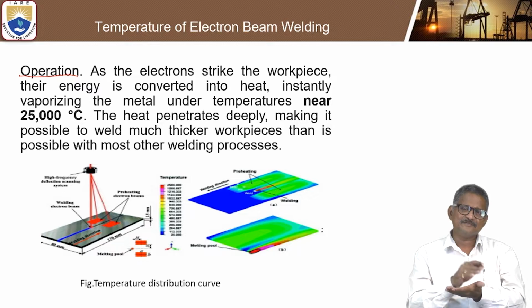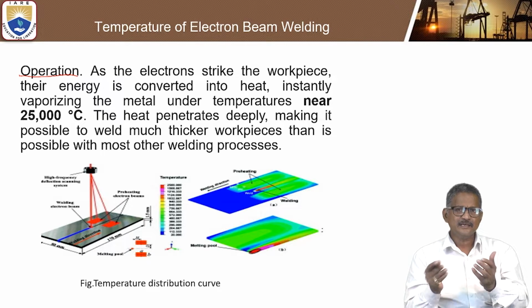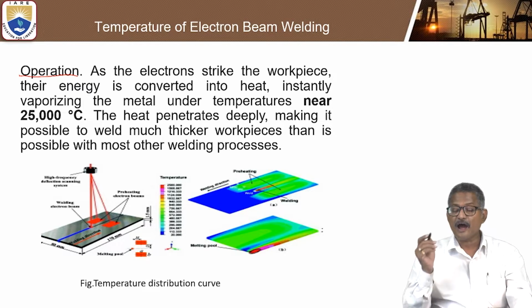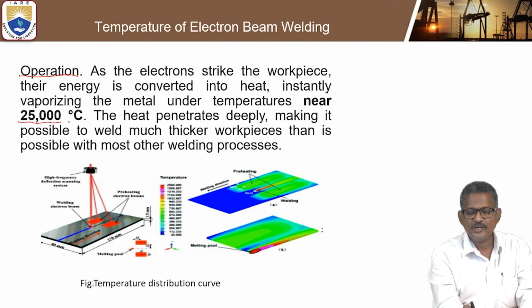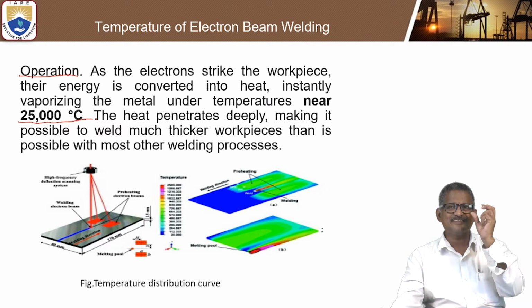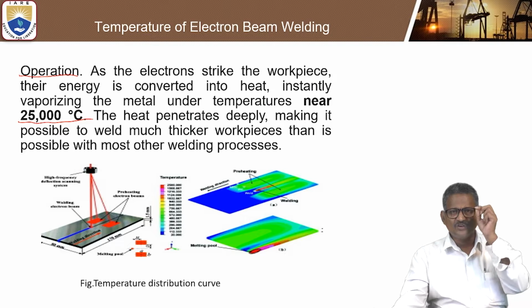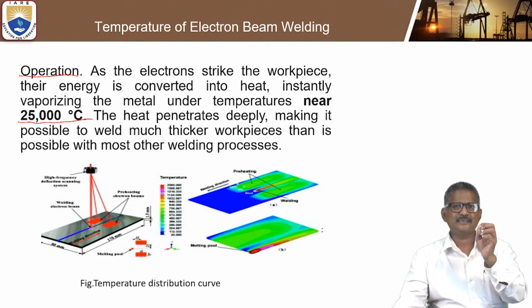Their energy is converted into heat instantly. They're vaporizing the metal under the high pressure. This is what 25,000 degrees centigrade is. This temperature is required for the heat to be generated.